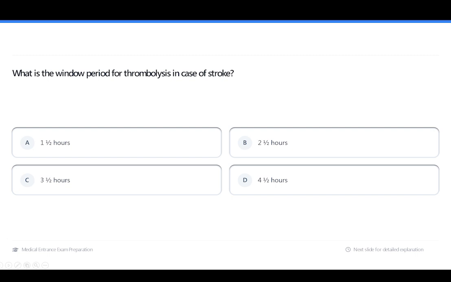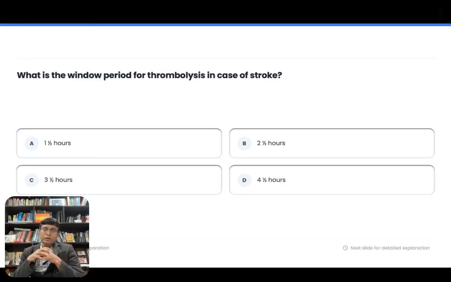So the diagnostic evaluation for stroke, whether it is ischemic or hemorrhagic, is CT scan or MRI. In non-contrast CT, the patient with ischemic stroke usually presents with a normal to hypodense lesion, and in case of hemorrhagic stroke, it is a hyperdense lesion with or without midline shift.